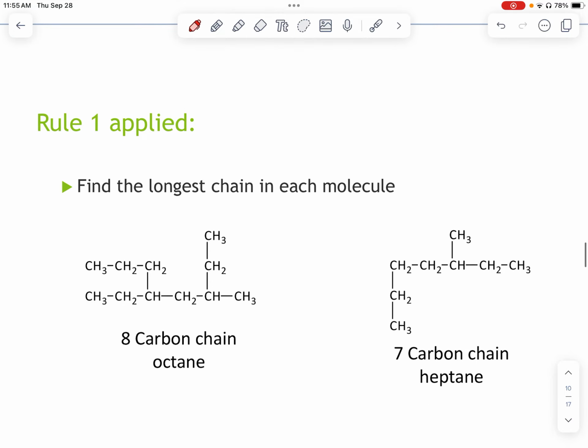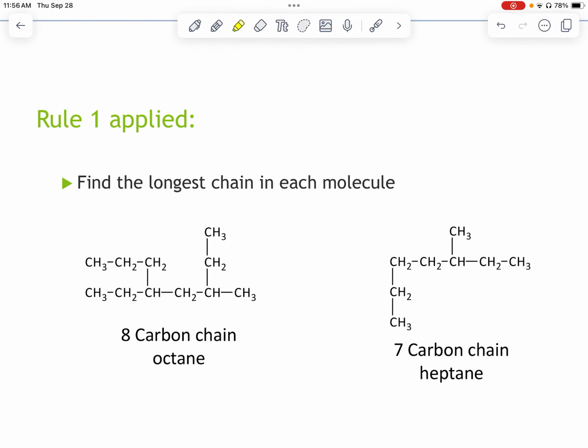So let's practice here. Rule one applied says find the longest chain in each molecule. I want to show you right away that your eyes are going to go here. We've been taught to read left to right our whole lives, so your eyes are going to go right there. That is wrong. That is not the longest continuous chain of carbons. You need to go here to find it. Now you might be wondering, why did you go up here?